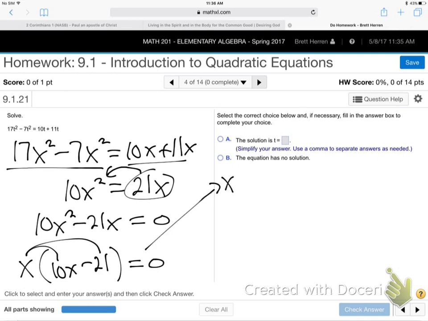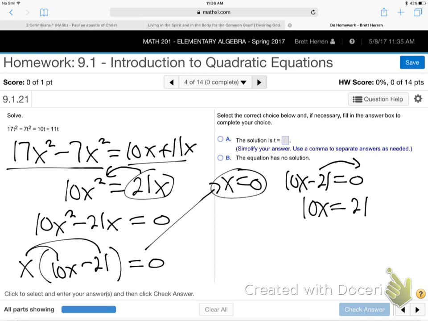And then you set each one equal to 0, so the x alone is 0, and the 10x minus 21 is 0, right? They each get their own 0, because when two things multiplied together are 0, either one could be 0. The first one's done. The second one, I'm going to move the minus 21 over. It becomes a plus 21, or regular 21. Divide by 10. 21 tenths. So the answers are 0 and 21 tenths.